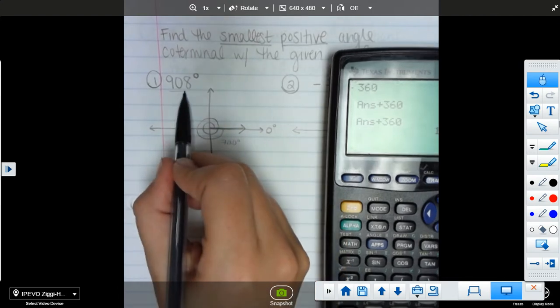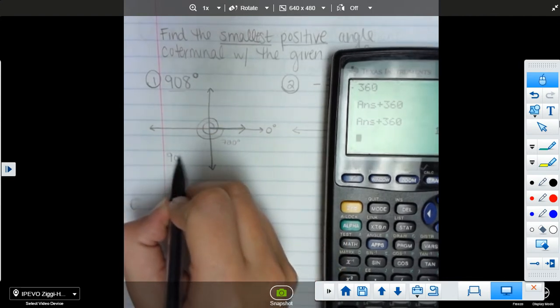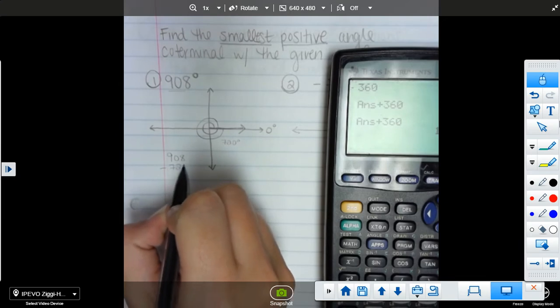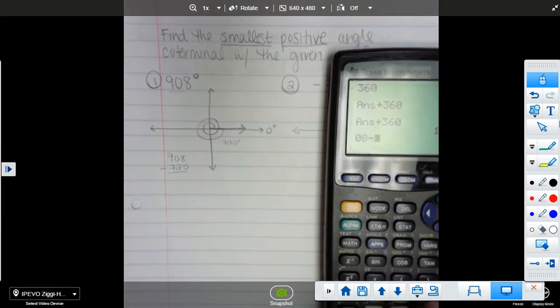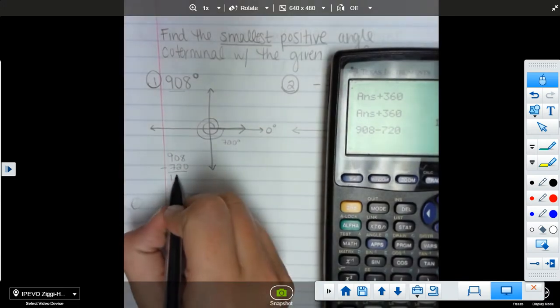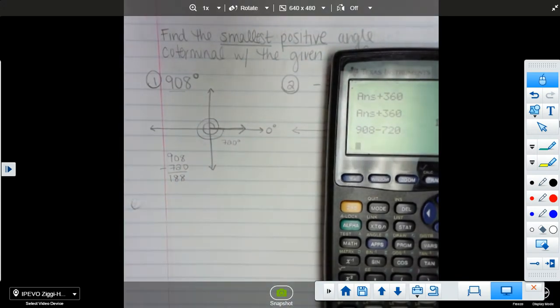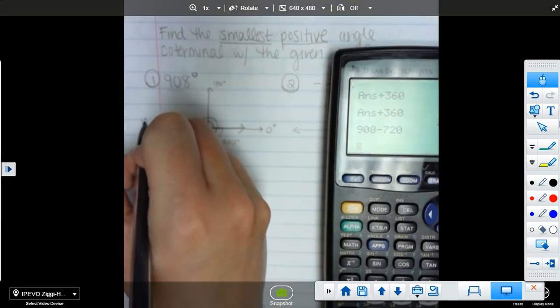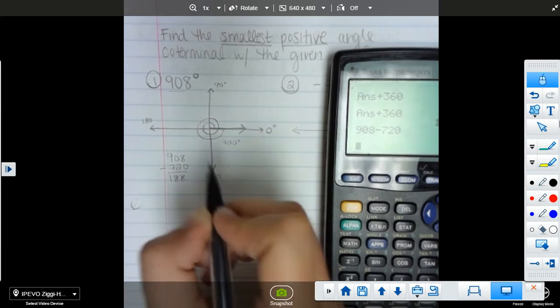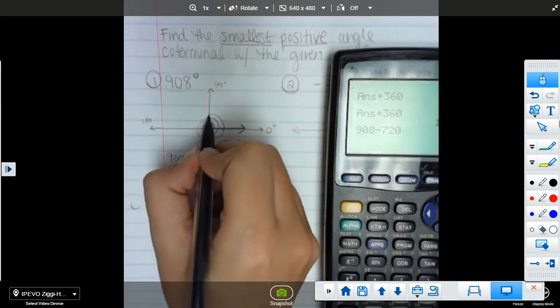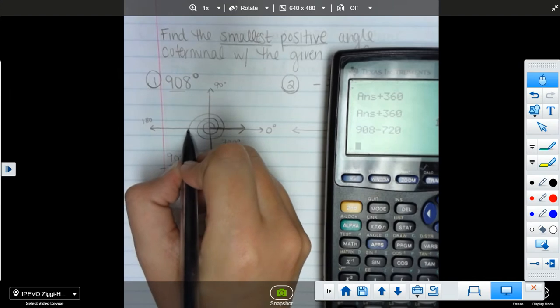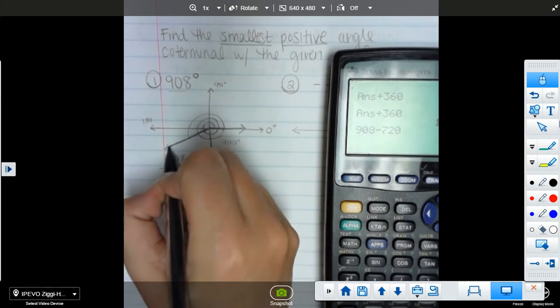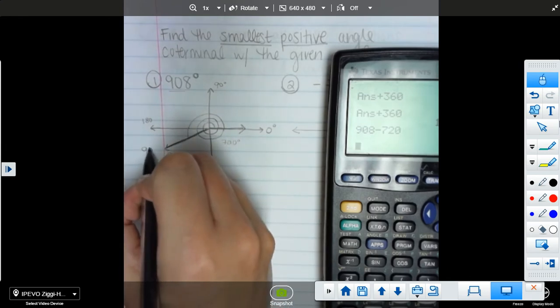So we need to go how many more? Well, 908 minus 720 would be 188. So we need to go 188 further. Well, this is 90, this is 180, and this is 270. So we need to go past 90, past 180, about 8 degrees, which would put us somewhere in this area. That would be 908 degrees.